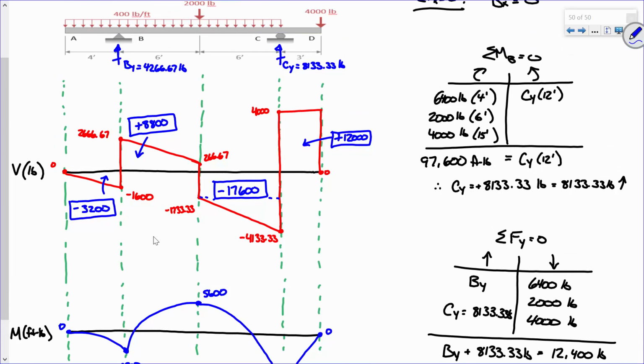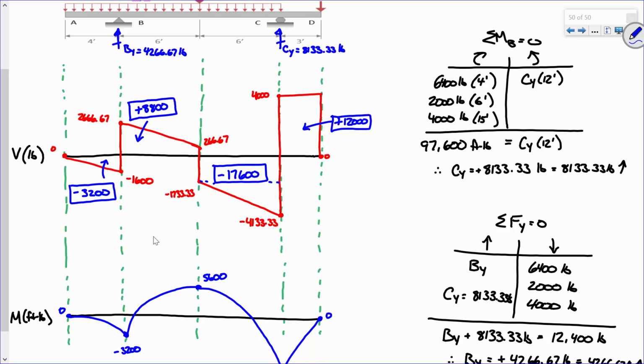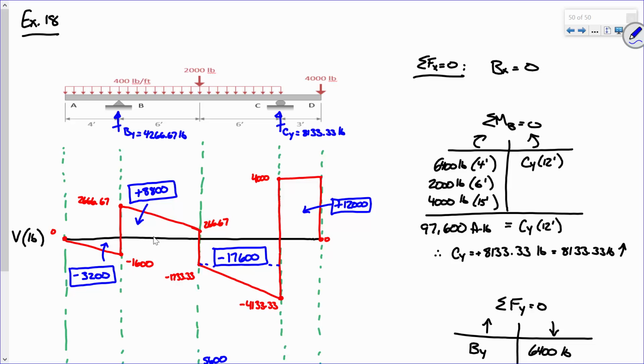Wait, where? 20, you mean like right here to here? Okay, all right. That came from looking up here at this load diagram. So I'm looking from right here to right here. Okay, so this is the load that changes, right? So this is 400 pounds per foot, and it's over a distance of 6 feet. So between here and here, that's a total change of 2,400 pounds.